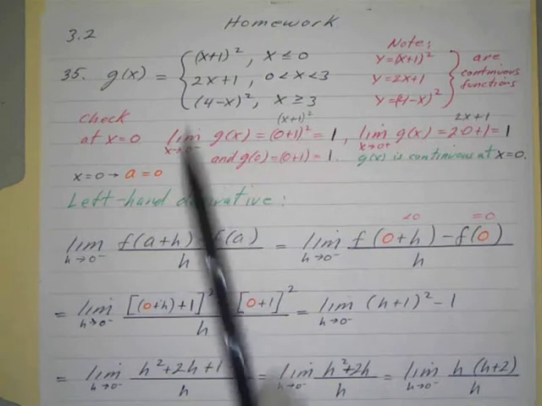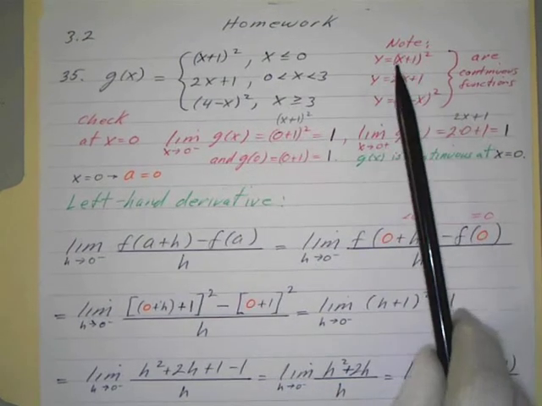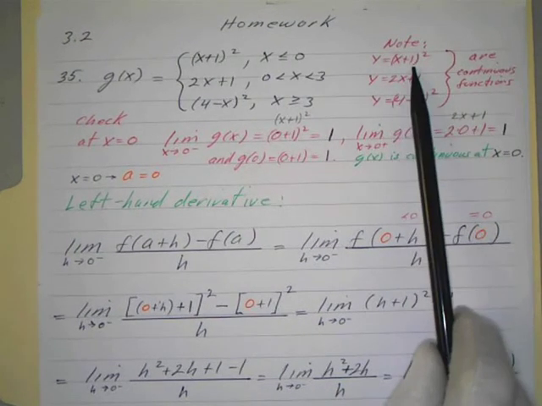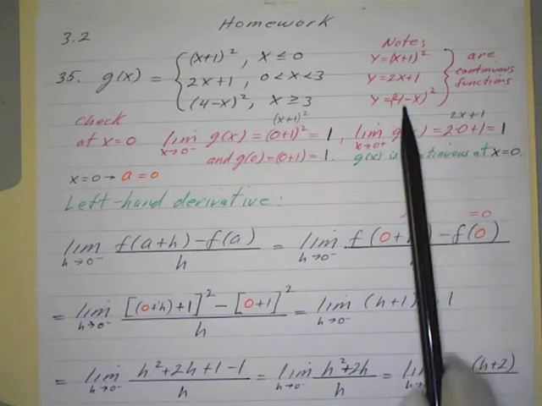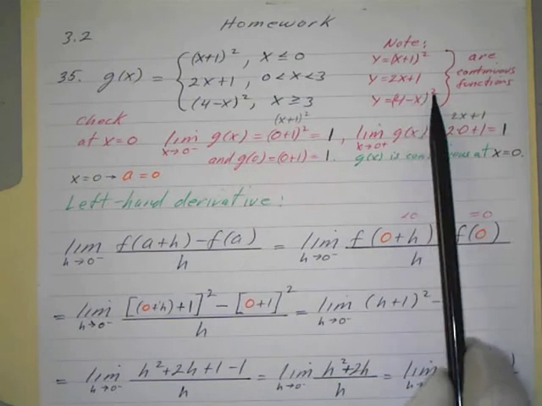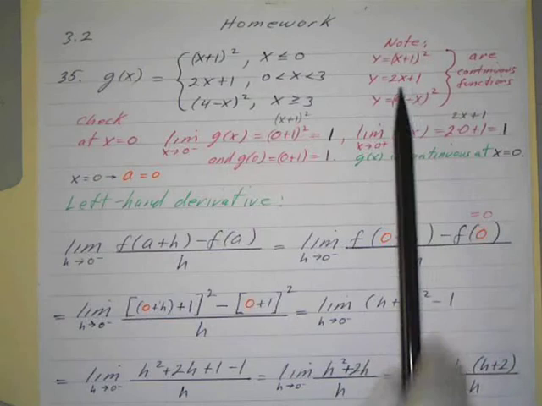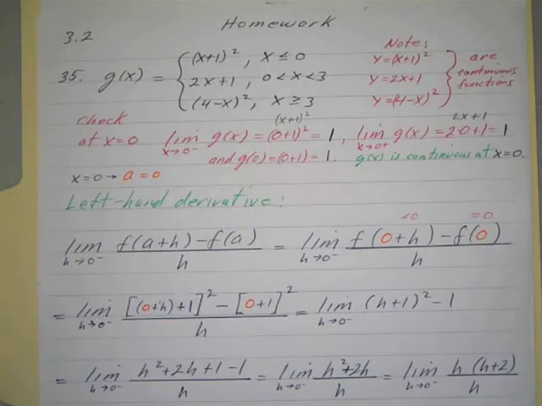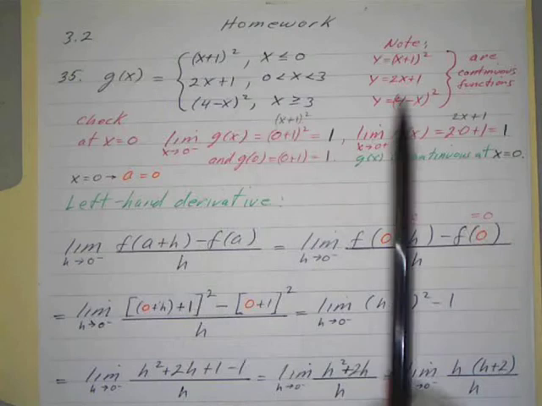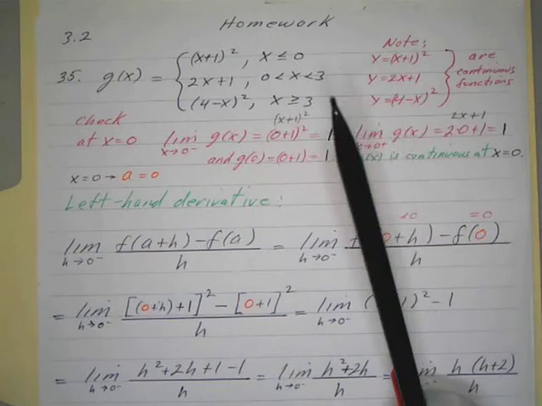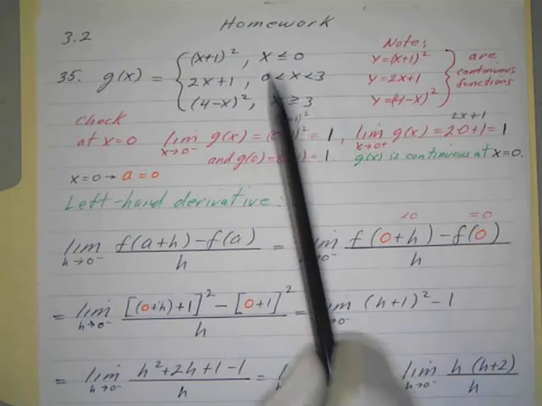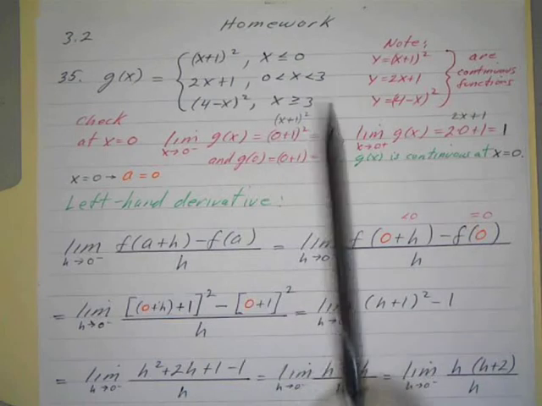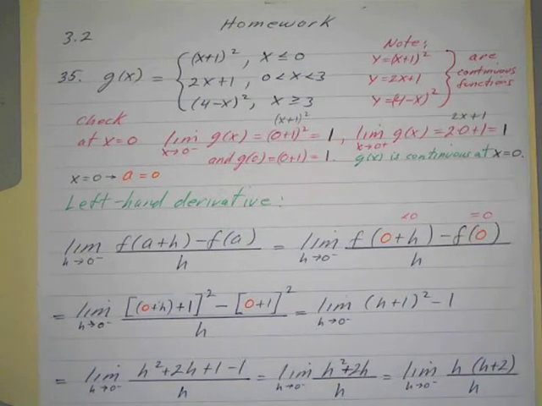So basically, if you note this, you know that y equals (x plus 1) squared, that's a continuous function. 2x plus 1, that's a straight line, that's a continuous function. Here's another parabola, a continuous function. So all three of these functions are continuous over their domains, which are all real numbers in this case. So the only place we have to worry about, because we want to find out where it's differentiable, are the junction points, at 0 and at 3. So we just have to check those 2 points.